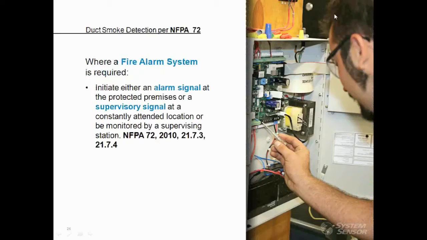When there is a fire alarm system installed per NFPA 72, the duct smoke detector must initiate an alarm signal at a protected premises. So this would be where the duct smoke detector is installed, and this would be through the LEDs on the detector itself. Or a supervisory signal at the constantly attended location, so that would be at the fire alarm panel. NFPA 90A references this section of NFPA 72, so both codes have the same requirement.